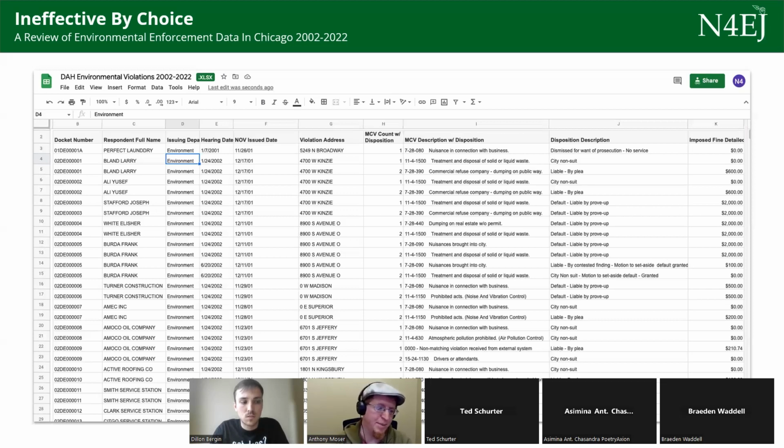But as you might imagine, this is not the most helpful format. You can't really get a full picture of what's happening just by looking at all this individual hearing level data.